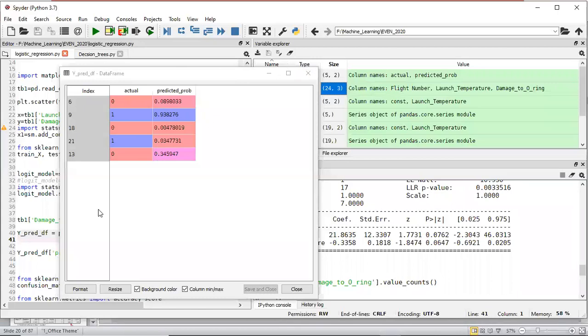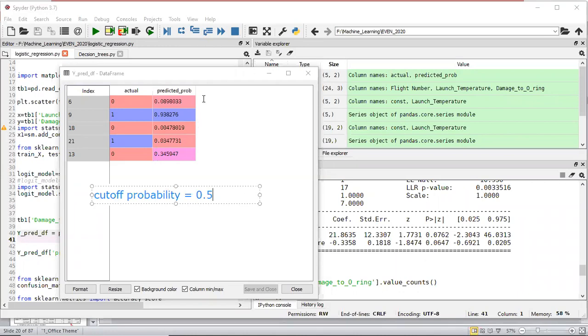Next we define a value called cutoff probability. Let the cutoff probability be 0.5. If the predicted probability is greater than the cutoff probability, we'll make the output as 1. If it is less than the cutoff probability, we'll make the output as 0.